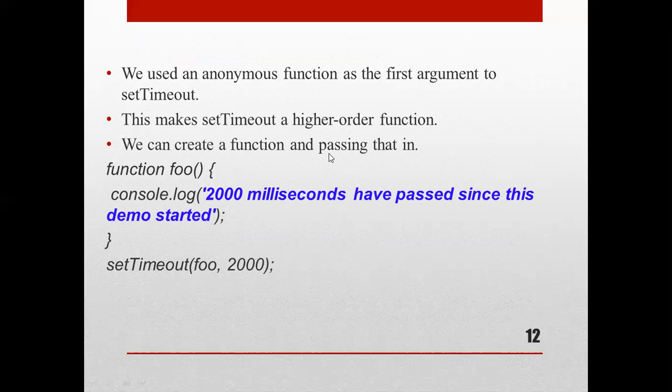We can also create a function and pass that in. Here you can see function foo. We can create a function and pass that function to another function. Now we create a function with the name foo with the message, and after that, to the setTimeout function, we pass this function as an argument. You can see the function name and the other parameter, that is the delay timeout here.